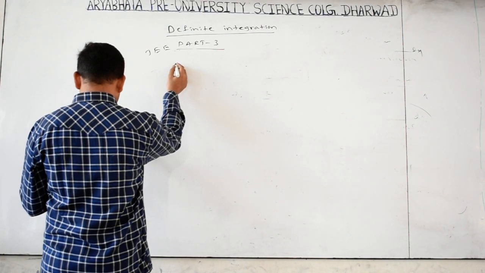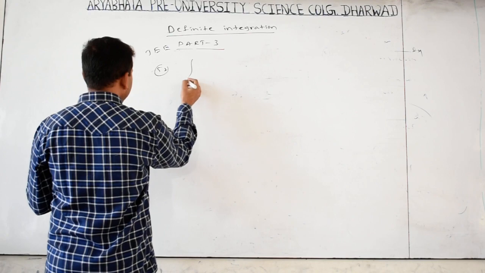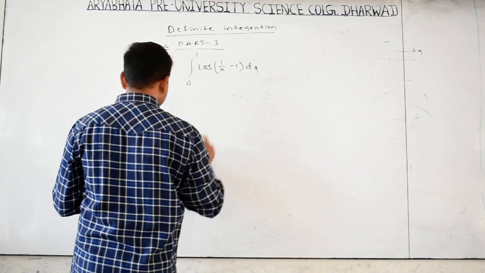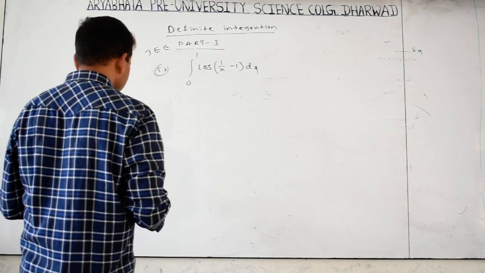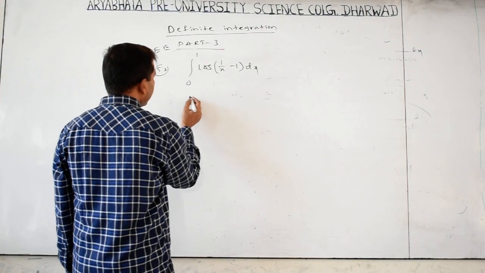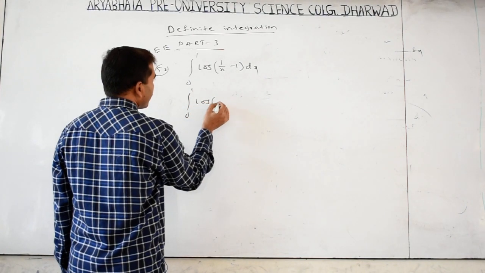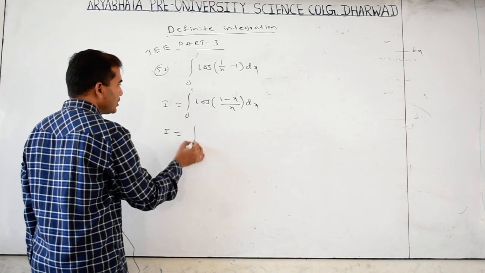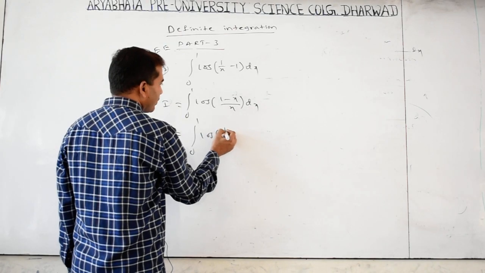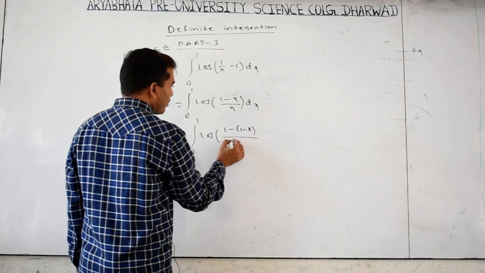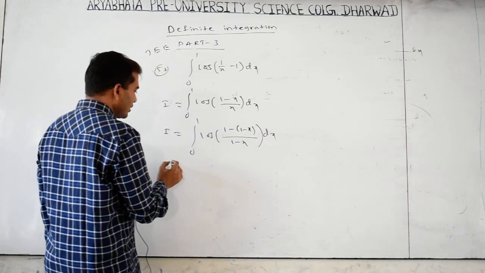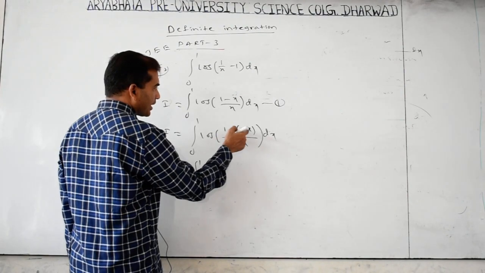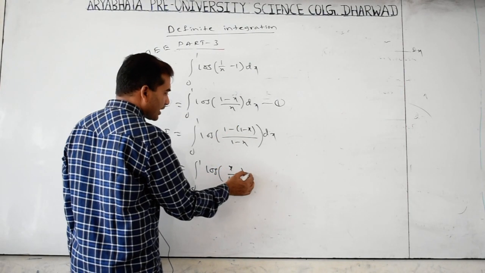Next, integration question 52: integral from 0 to 1 of log of (1 by x minus 1) dx. This we can write as integral from 0 to 1 of log of (1 minus x by x) dx. Let this be I. Use the property: in place of x, write 1 minus x. So I equals integral 0 to 1, this is equation 1, log of x by (1 minus x) dx.